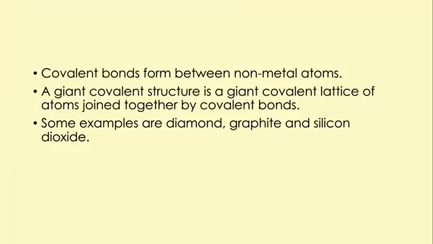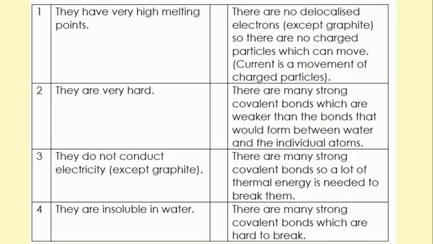To recap, covalent bonds form between non-metal atoms, and diamond is an example of a giant covalent structure, which is a giant covalent lattice of atoms joined together by covalent bonds. We've met the word lattice before for ionic compounds. As well as having an ionic lattice, you can have a covalent lattice. Other examples that you might need to think about are diamond, graphite, and silicon dioxide. In a later lesson, we'll look at diamond, graphite, nanotubes and Buckminsterfullerene.